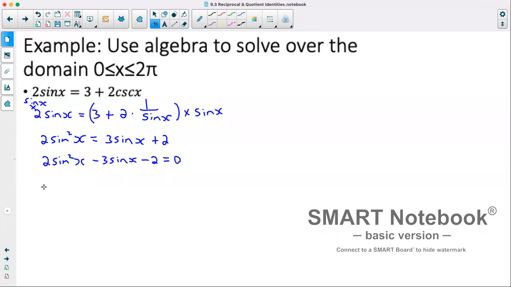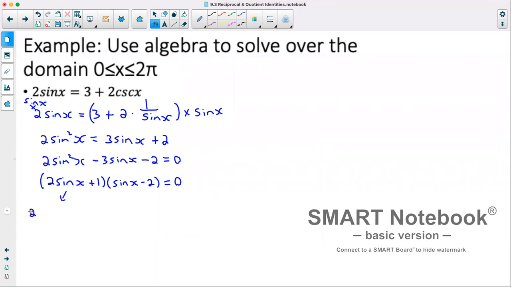We'll now product sum factor this. From product sum factoring, we get 2 sine of x plus 1 times sine x minus 2 equals 0. Now there's two different ways that our equation can equal 0. Either this part equals 0, because 0 times anything is 0, or this part equals 0, and 0 times anything is 0. So at this point, I'll separate this into two separate equations.